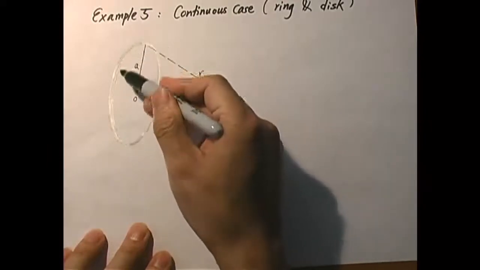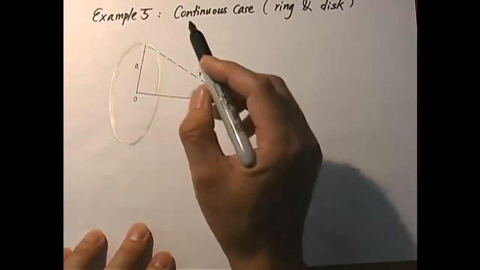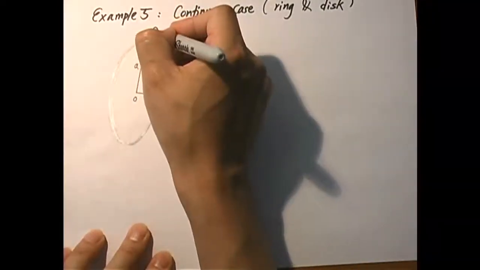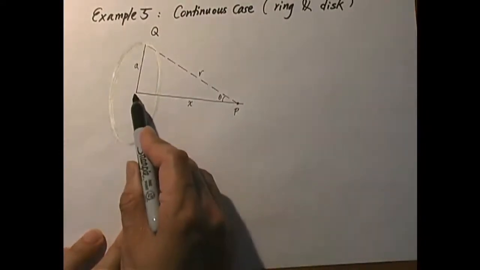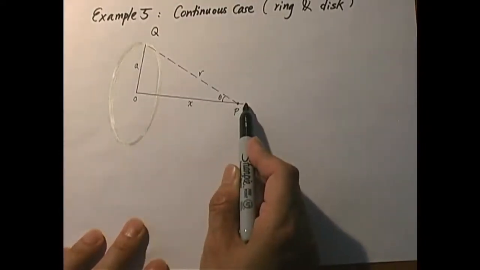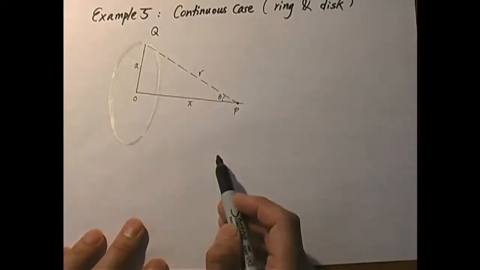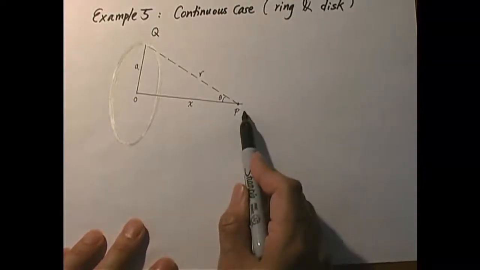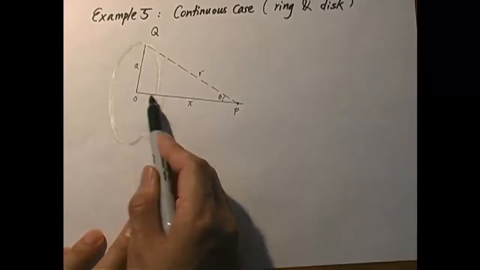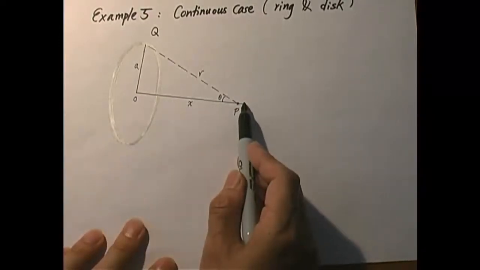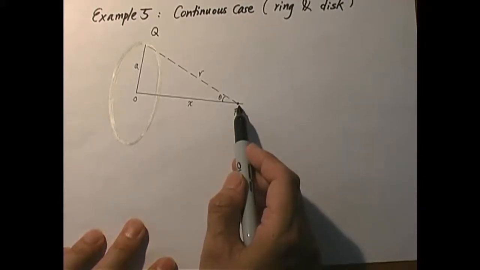So this is a uniformly charged ring of radius A. The total amount of charge is Q. And this axis is its axis of symmetry. So it goes through the center of the ring and is perpendicular to the surface of the ring. I'm looking for the electric field at a point P, a distance x away from the center of the ring, on its axis of symmetry. So how does one calculate the electric field at this point?